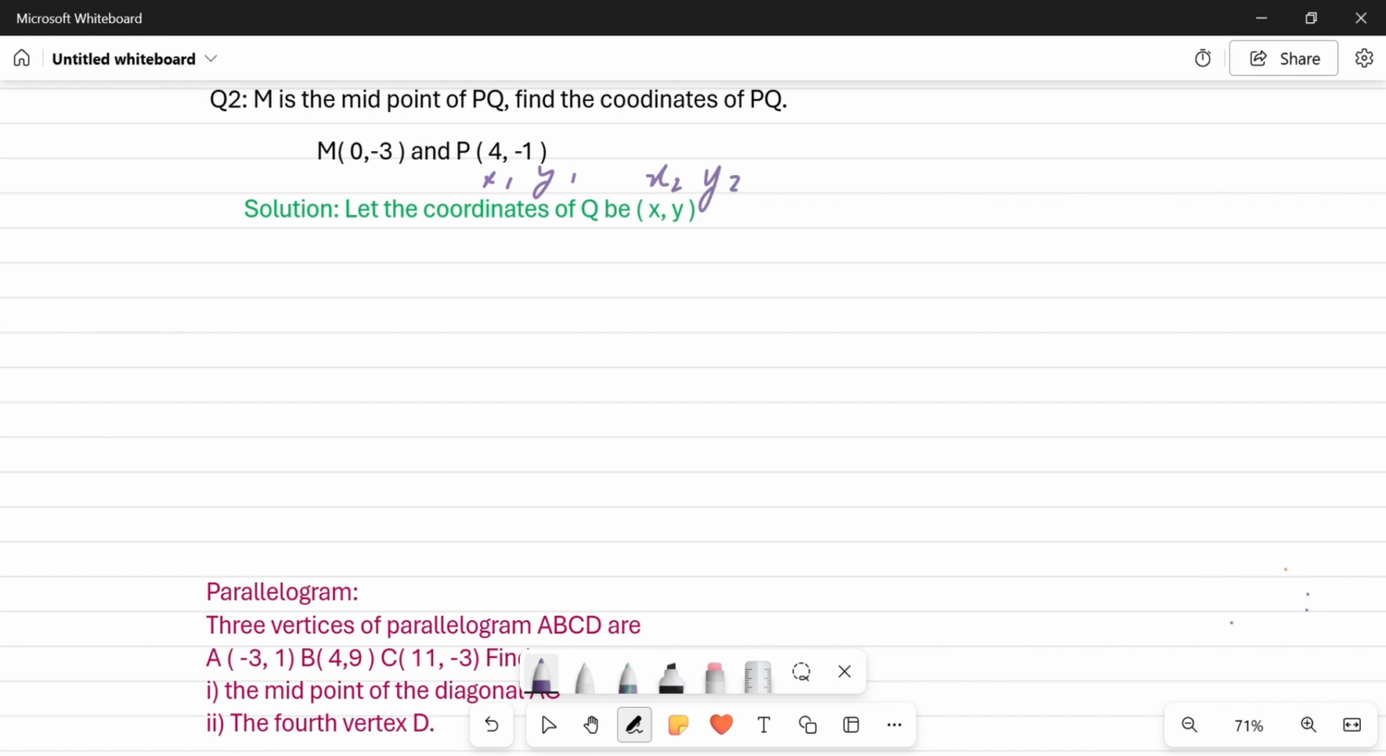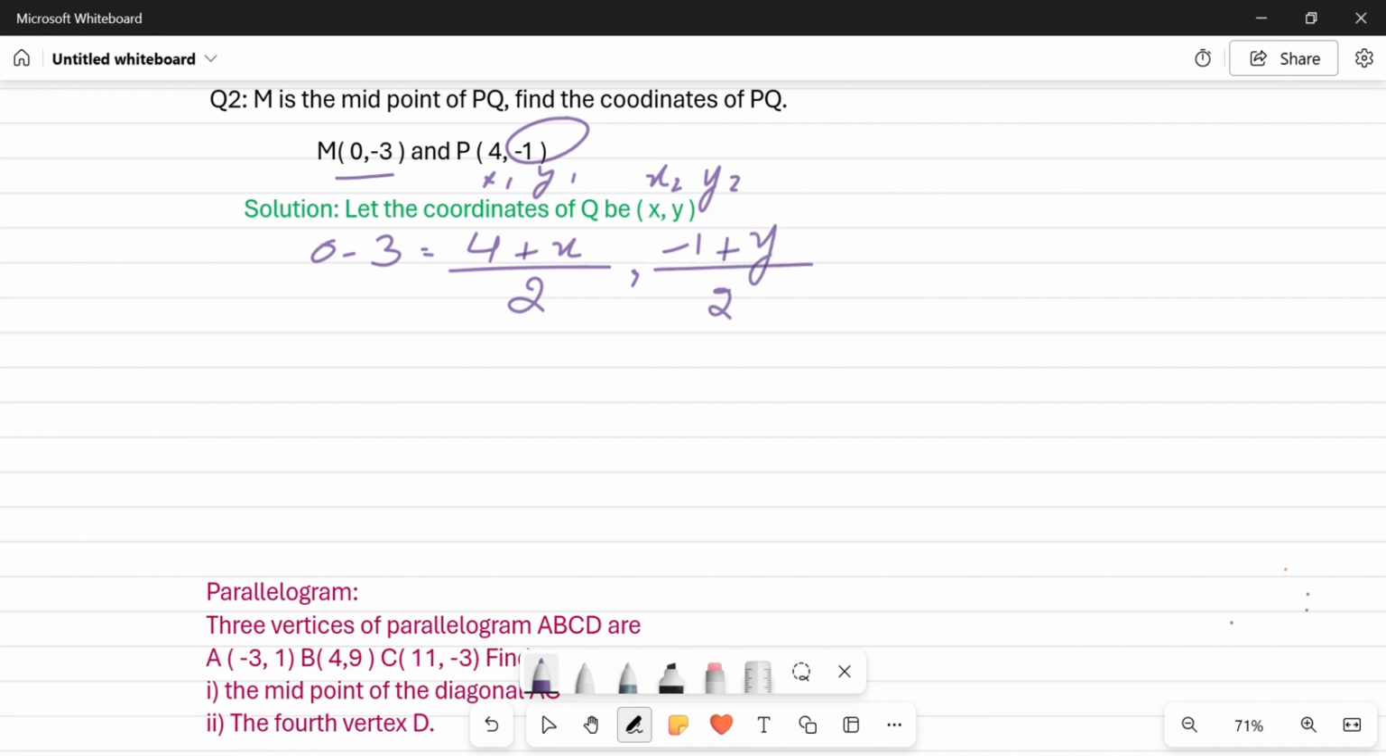Now, the midpoint formula is M equals (x1 + x2) over 2 and (y1 + y2) over 2. So I'm doing it directly. The midpoint is given as (0, -3). Then we need to substitute the values, the P coordinates and the Q coordinates that we took, x2 and y2, into the formula. So x1 plus x2 is 4 plus x over 2. And the other one is y1 plus y2. The y1 value is -1 here, then plus the y2 value, y, over 2.